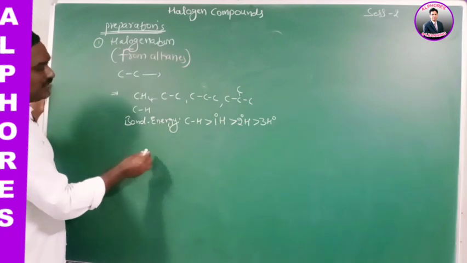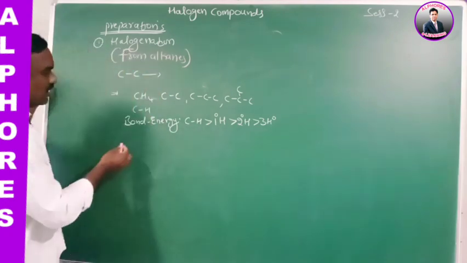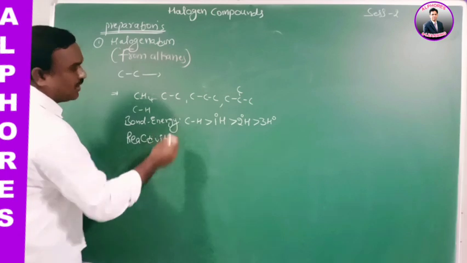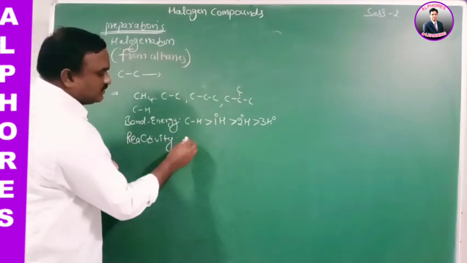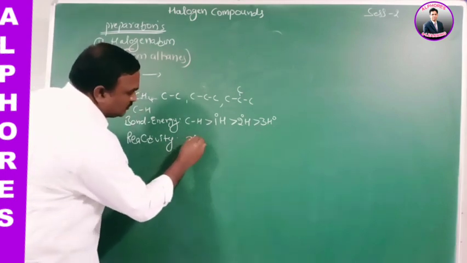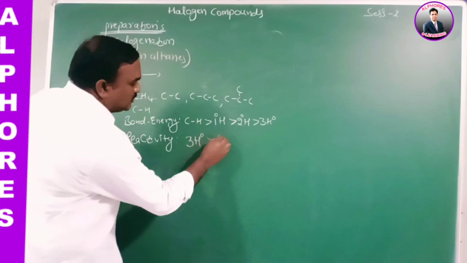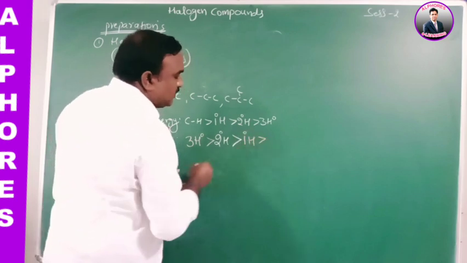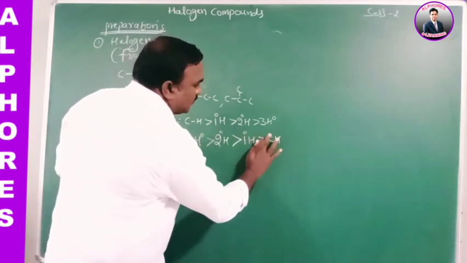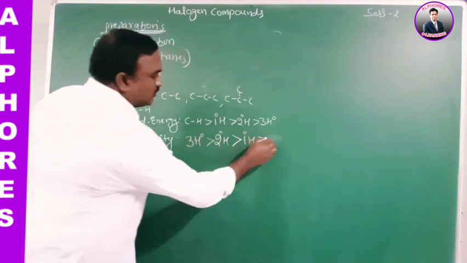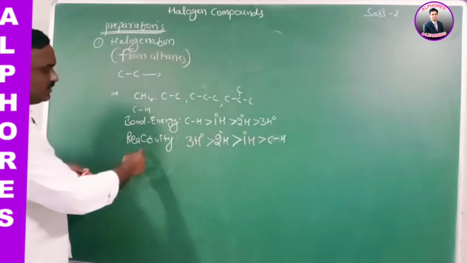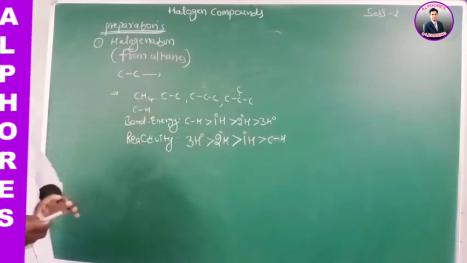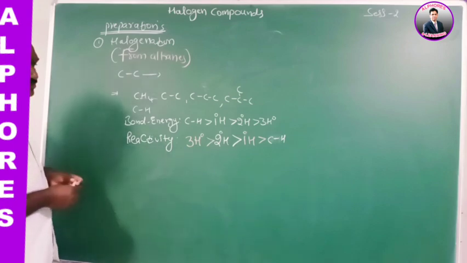So if you take the reactivity order of hydrogens in free radical substitution reactions, tertiary hydrogens is greater than secondary hydrogens is greater than primary hydrogens is greater than normal hydrogens. Based on the connectivity of hydrogens, we can explain the reactivity order of hydrogens in free radical substitution reactions here.